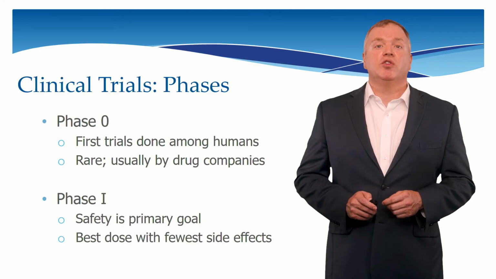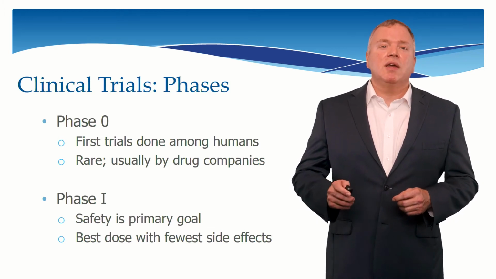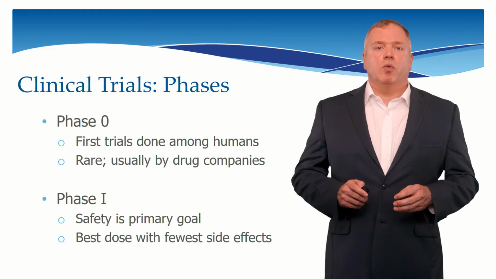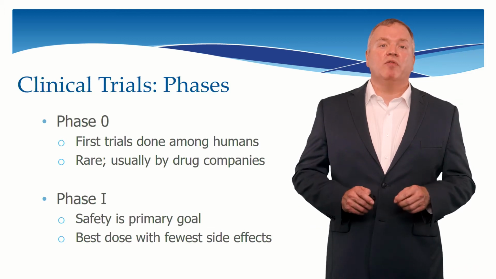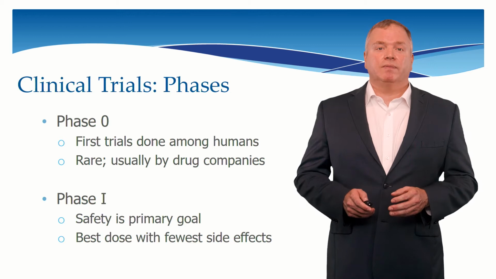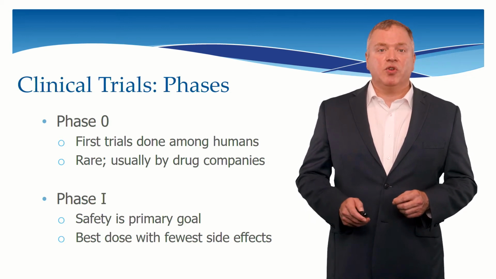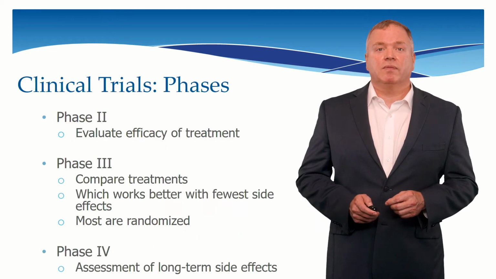Next, we have phase 1 trials, where the primary goal is safety. They look to see what's the best dose of medication we give to a patient with tolerable side effects. Again, it's typically a small number of patients, 10 to 30, and sometimes even less. And while some patients may derive benefit from this treatment, again, the primary goal of phase 1 trials is safety.